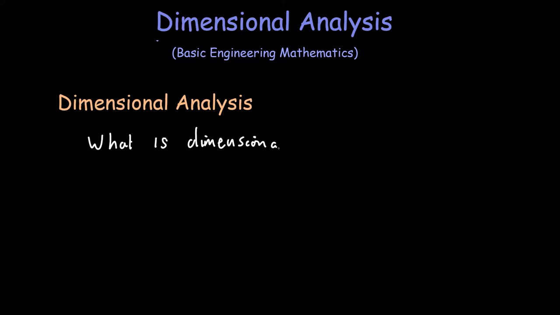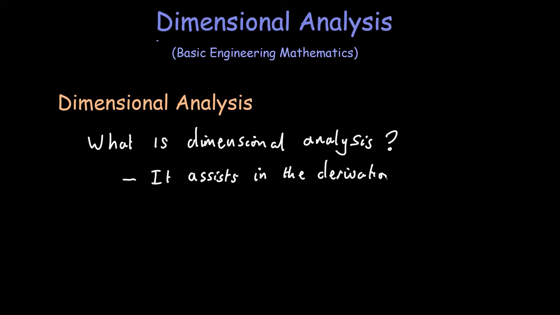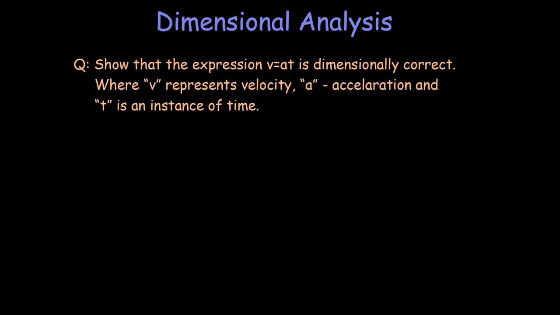So, what is dimensional analysis? Dimensional analysis is simply a procedure used to test the validity of an equation or to help us derive new equations. So, this question states, show that the expression v equals at is dimensionally correct, where v represents velocity, a acceleration, and t an instant of time.